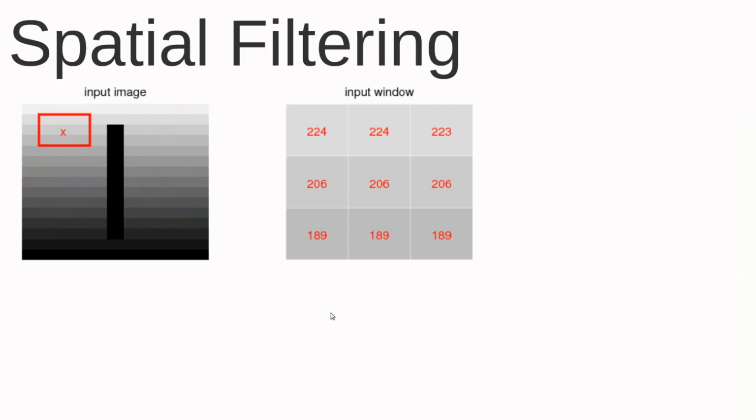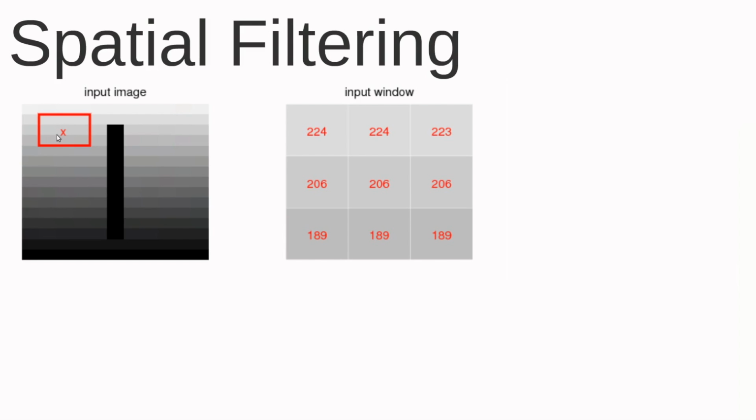The basic thing about processing digital images and applying spatial filtering is to run over every pixel of the image. Here we provide an example of what we call a window, or input window, and here we have a visualization of intensities of each pixel in this small window.